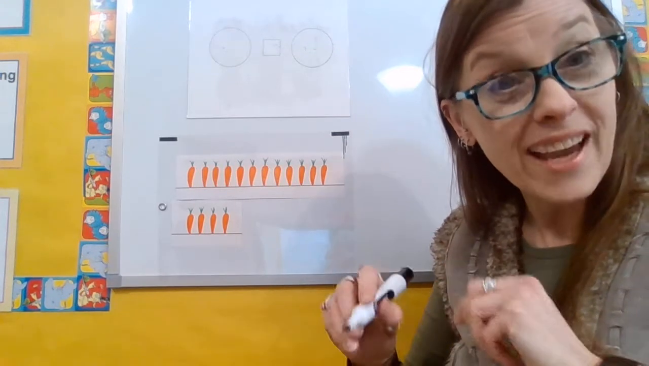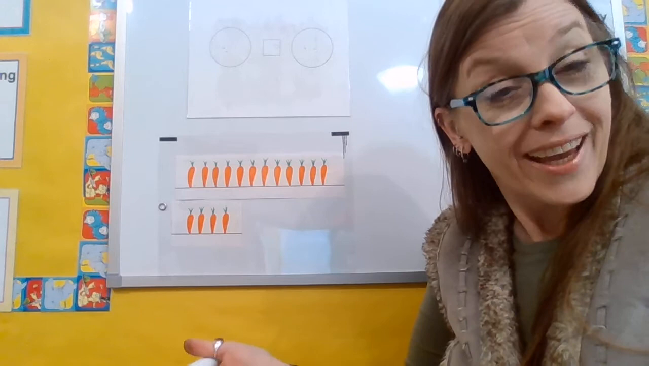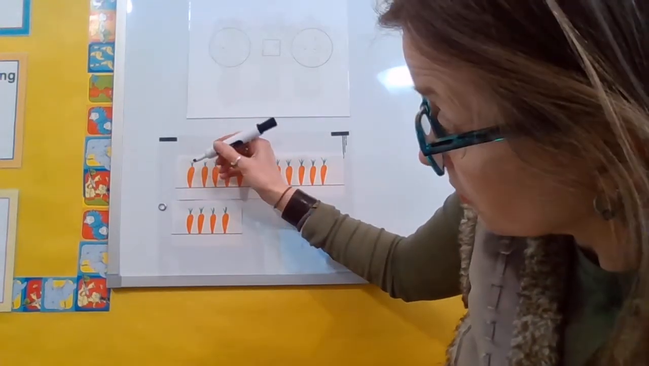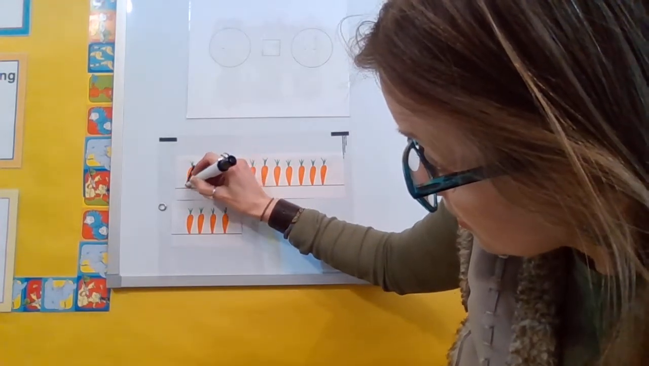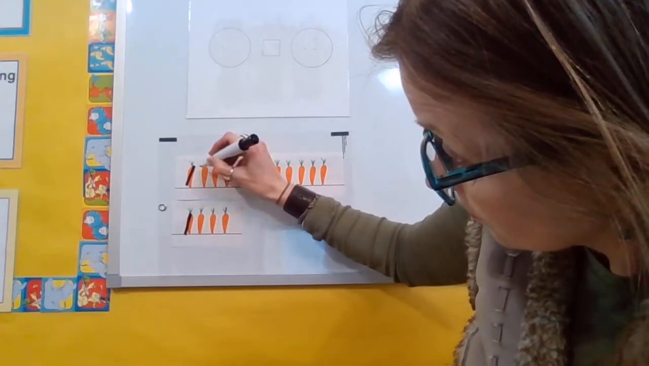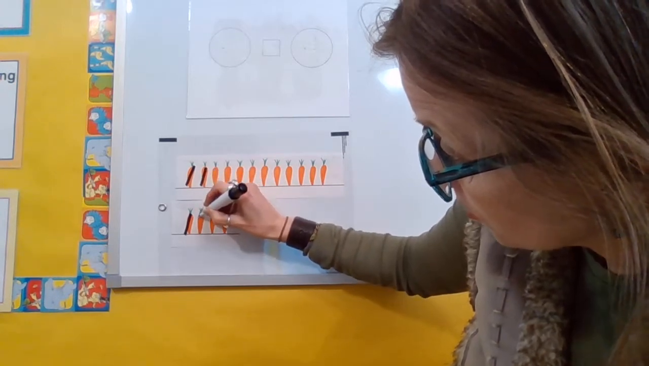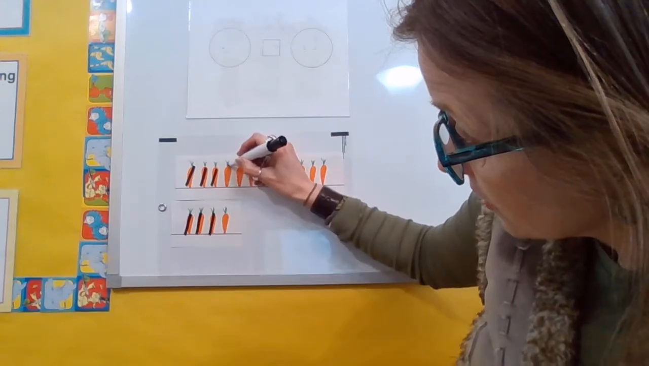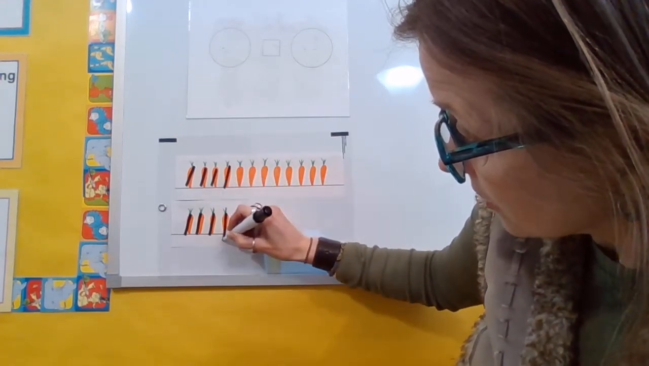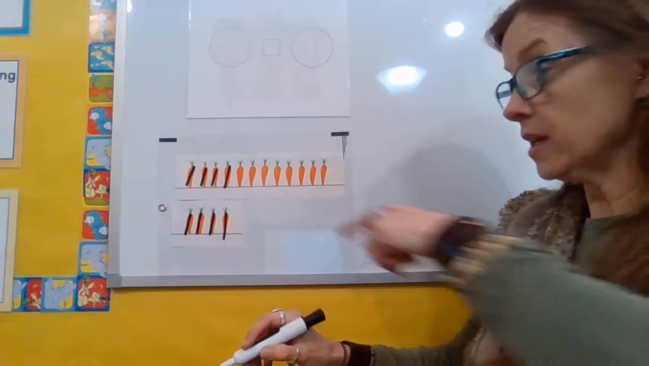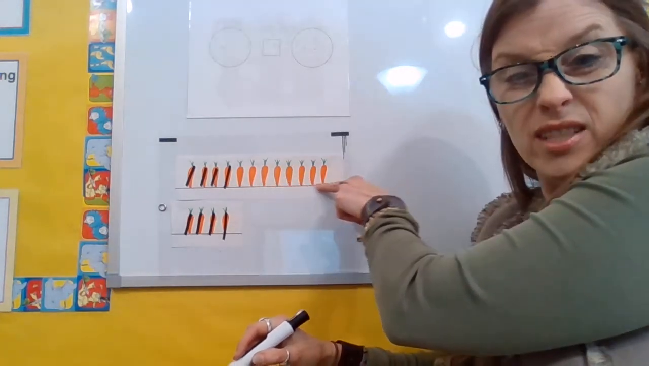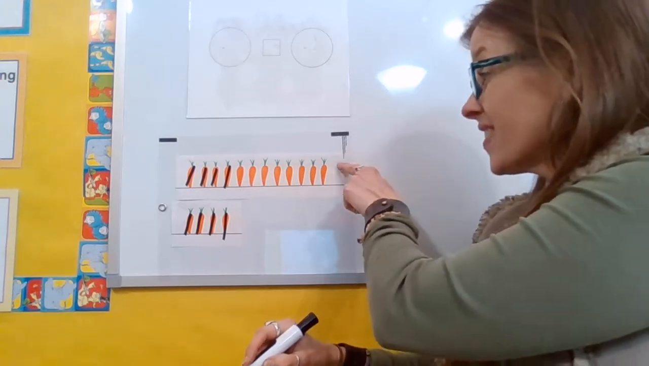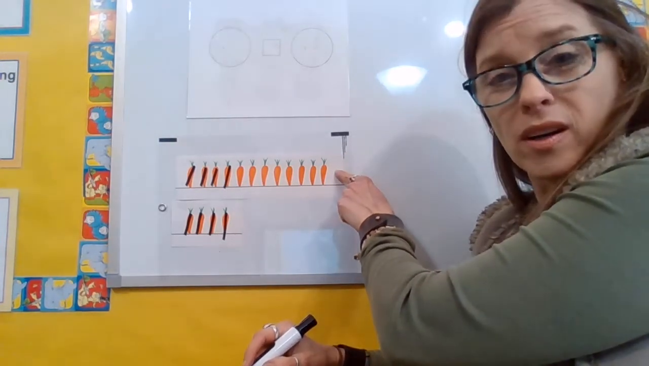We're going to cross out to see if one of them has more, right? All right, so we're going to start watching Miss Ty. Remember, I'm going to start at the top. Top, bottom, top, bottom, top, bottom, top, bottom. Wait a minute. Look, this one has some left over. That means this one had more.